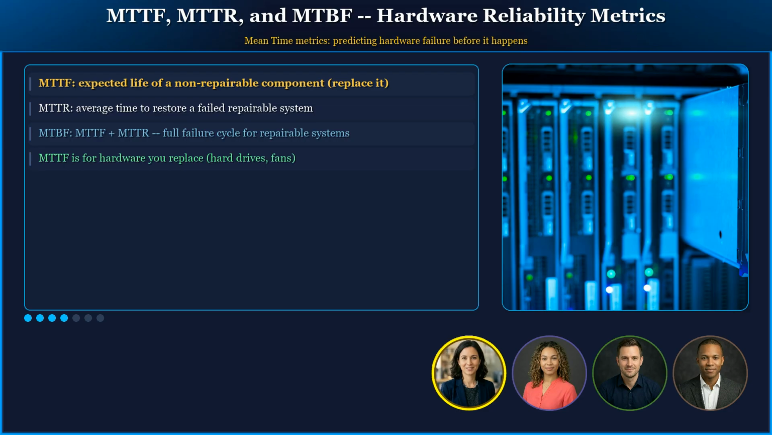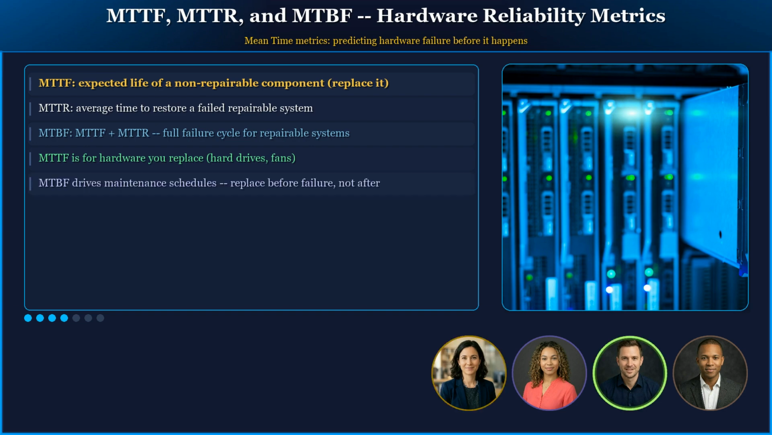MTBF, mean time between failures, is the full cycle. Mean time between failures equals MTTF plus mean time to recover. For a repairable system, it measures the total time from one failure to the next failure, including the repair window in between. A higher mean time between failures means your system is available more of the time.